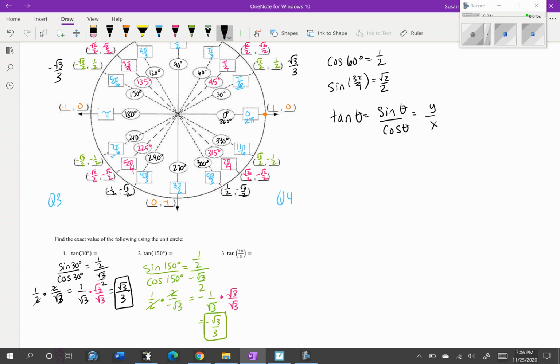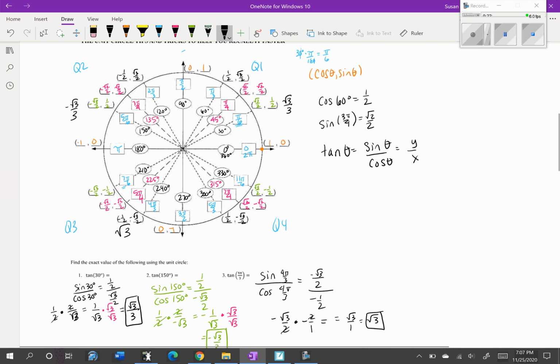If I did the tangent of 4 pi over 3, so now that's in quadrant 3, the tangent of 4 pi over 3 would be the sine of 4 pi over 3 divided by the cosine of 4 pi over 3. So the sine value is negative root 3 over 2, and the cosine is negative 1/2. So keep, change, flip. Keep negative root 3 over 2, change, and flip this to 2 over 1. And so the 2's cancel out. So we end up with negative times negative is positive. So root 3 over 1, which is just root 3. So this value ends up being root 3.